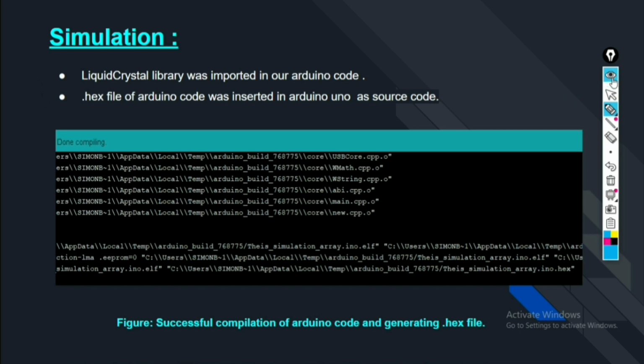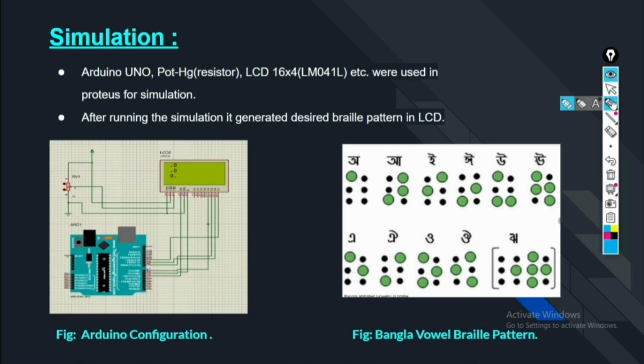Moving on to our next slide. We have used Proteus as our simulating software. In Proteus, we have used Arduino Uno, LCD 16x4 display, POT-HG, power source and ground, and these wires over here connect the Arduino Uno to the LCD.